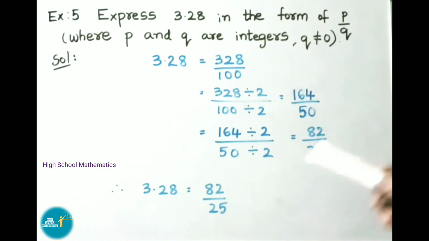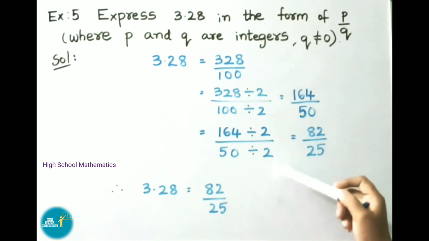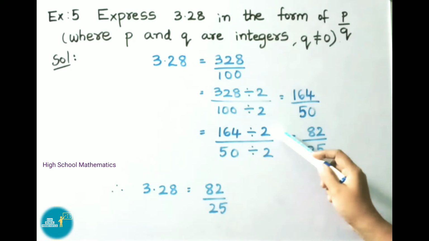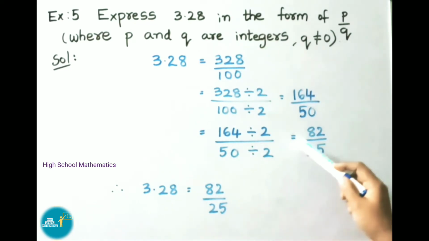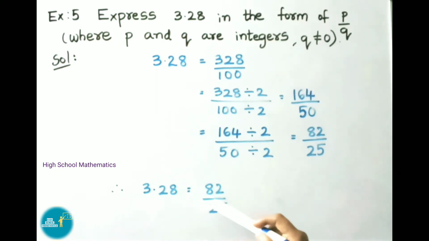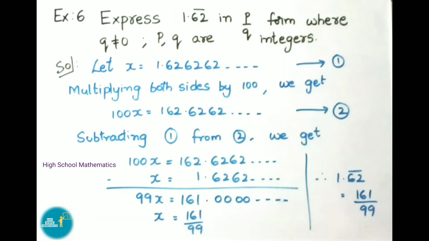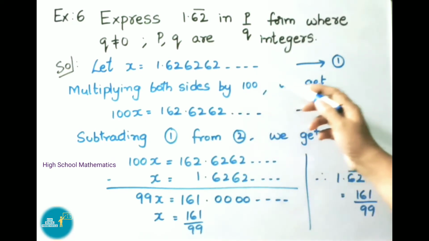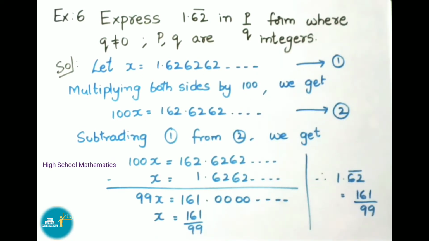Again we are going to divide numerator and denominator by 2. So 164 divided by 2 by 50 divided by 2. That equals, we got the answer 82 by 25. Therefore 3.28 is equal to 82 by 25, which is in the form of P by Q. See now example 6. Express 1.62 bar in P by Q form where Q is not equal to 0 and P, Q are integers. Let us see the solution.